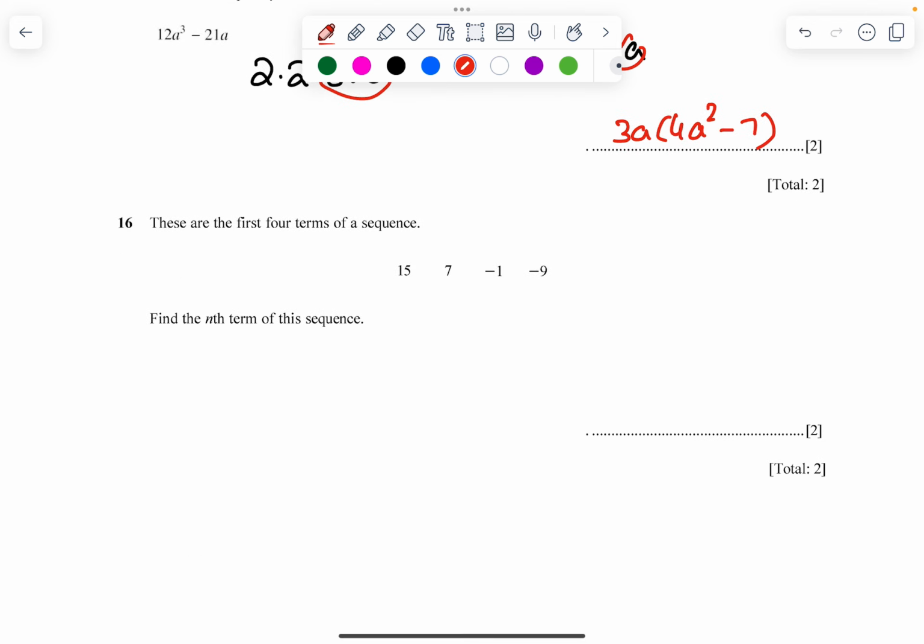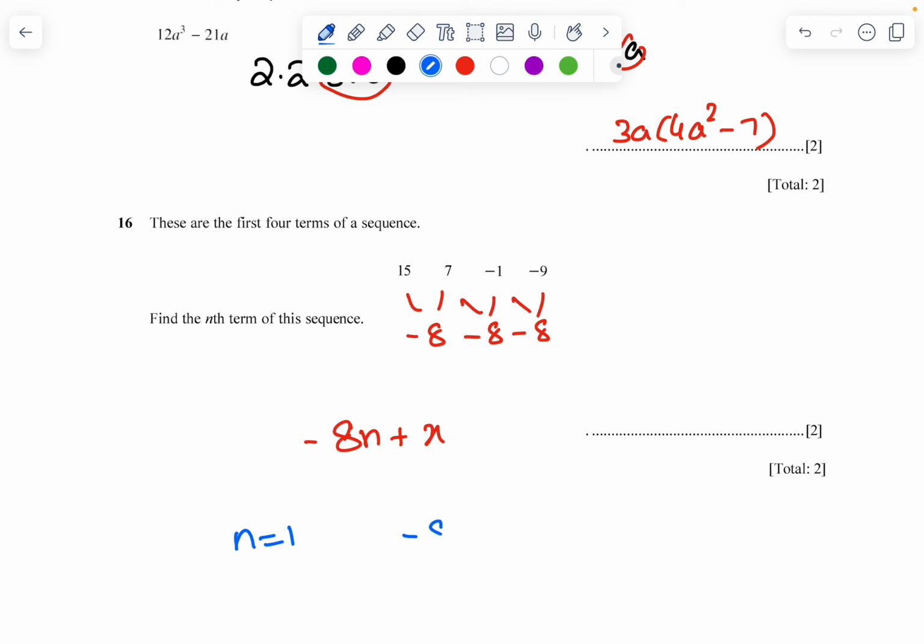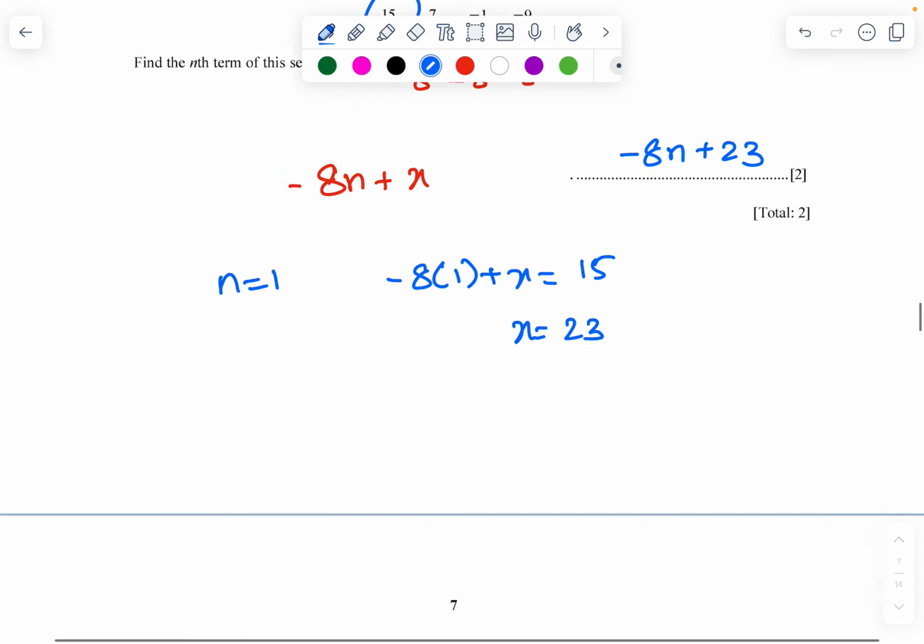There are first four terms of the sequence. Find the nth term of this sequence. So it is minus 8 and minus 8 and minus 8. So it has to be minus 8n plus maybe x. So I need to find out the value of x. So what is that? N equals to 1. So minus 8 times 1 plus x should be equals to 15. So x equals to nothing but how much? 23. So minus 8n plus 23 is going to be the answer.